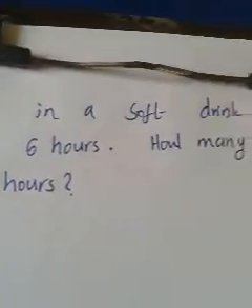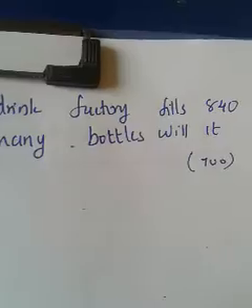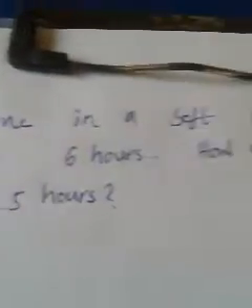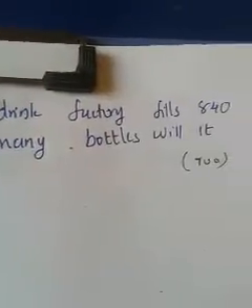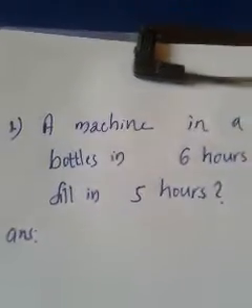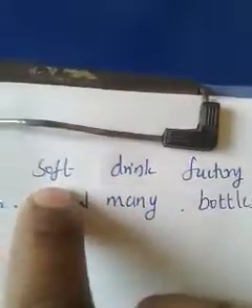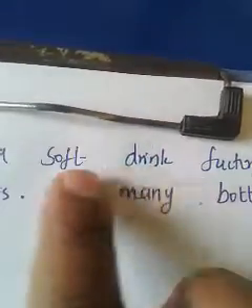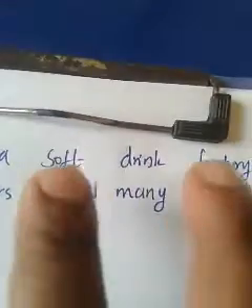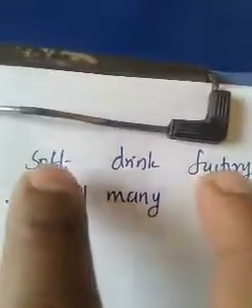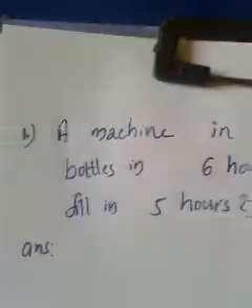A machine in a soft drink factory fills 840 bottles in 6 hours. How many bottles will it fill in 5 hours? What is the meaning of the question? A machine in a factory. There exists a soft drink factory. Soft drink in the sense Sprite, Coca-Cola, Pepsi, all those drinks are known as soft drinks. So a machine in a soft drink factory fills 840 bottles in 6 hours.